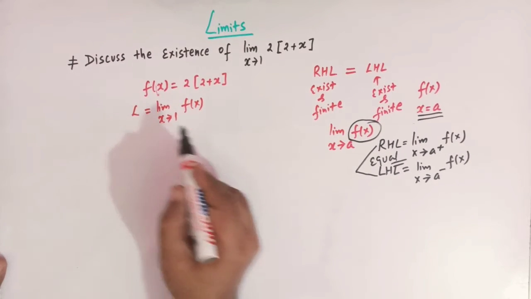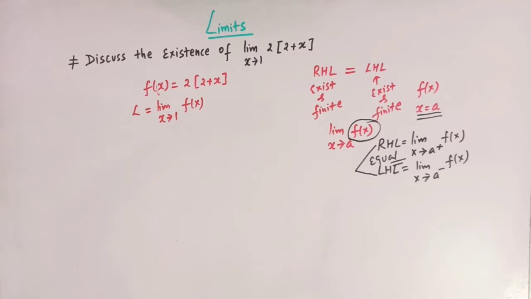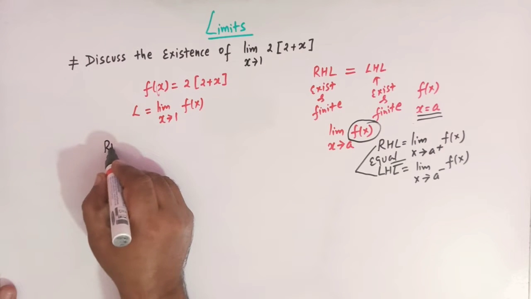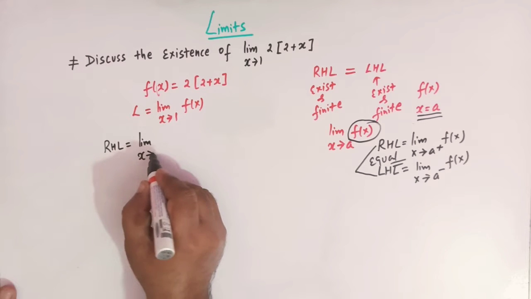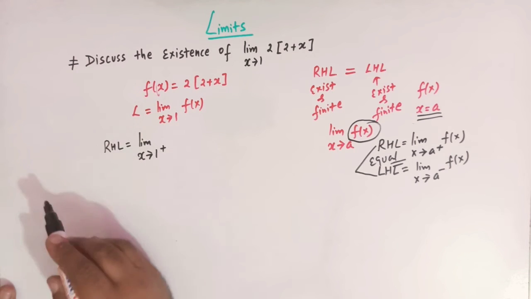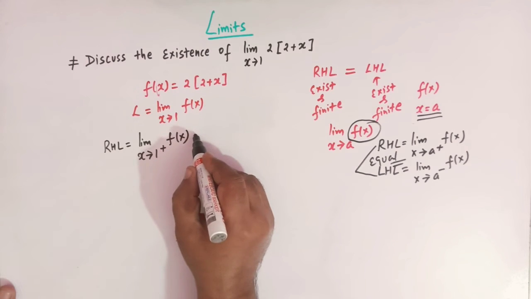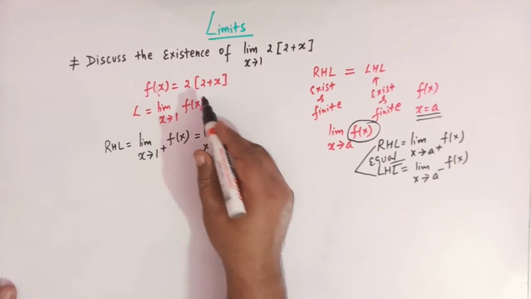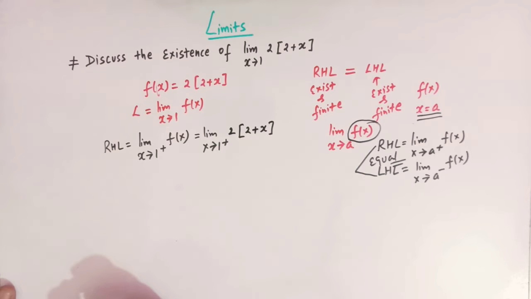So here also we'll find the right hand limit and the left hand limit. Let us first find the right hand limit. The right hand limit can be given by limit x tends to 1 plus, where this positive sign shows that we are calculating the right hand limit. Here we have f of x, so for f of x we can write 2 times the greatest integer of 2 plus x.